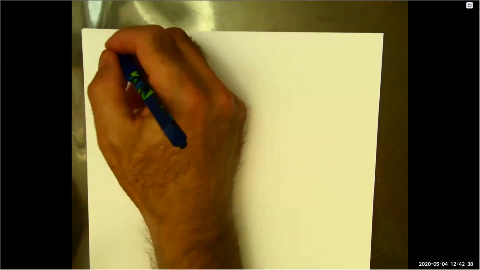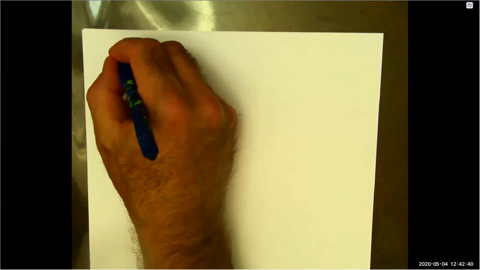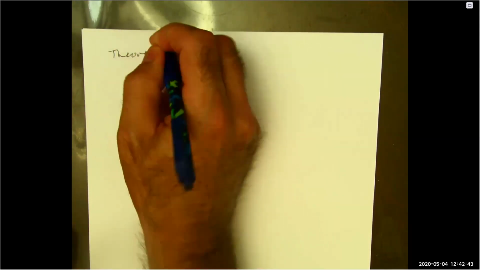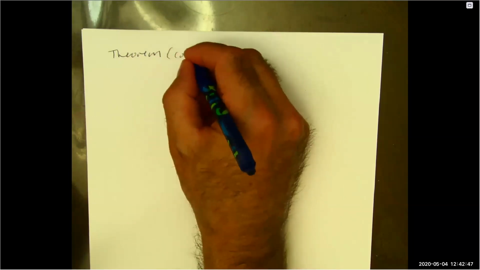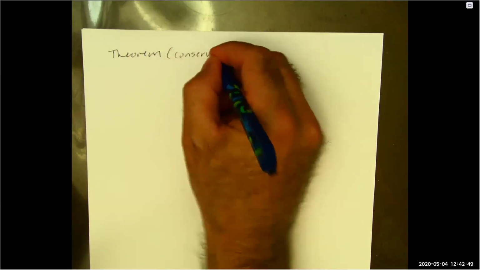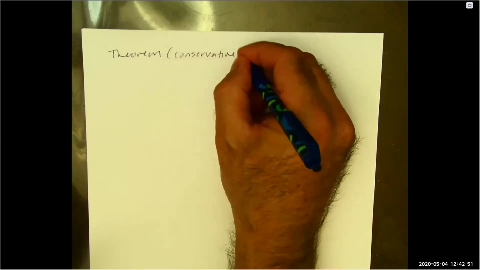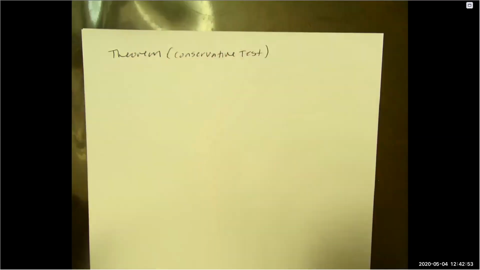So there's a theorem. This is the conservative test. Now, we're not going to be able to justify the conservative test in space because we would need a higher dimensional version to justify that. So later on, if we have time when we do Stokes' theorem, I'll show you why the conservative test works in space using Stokes' theorem.